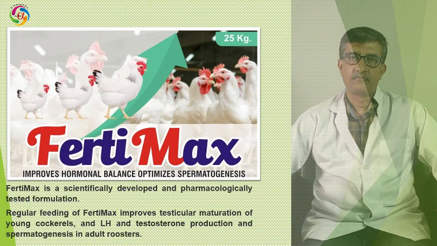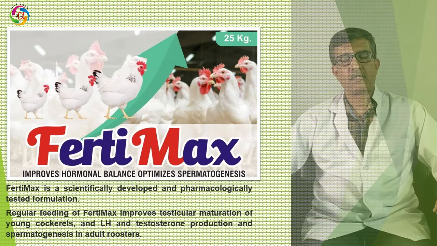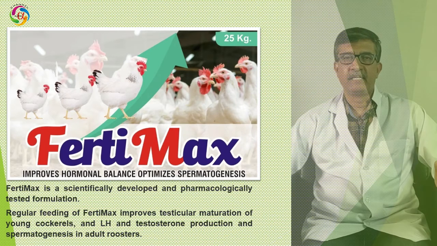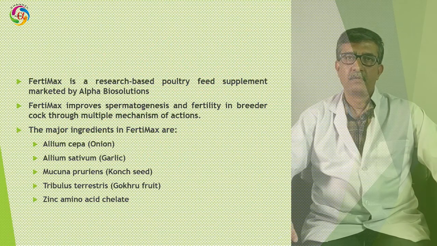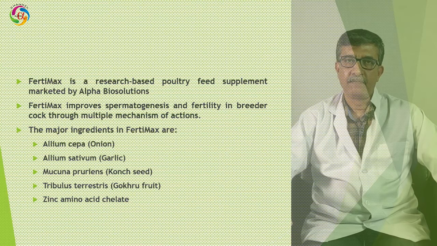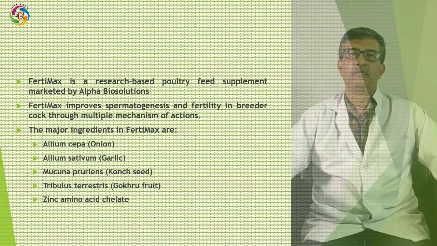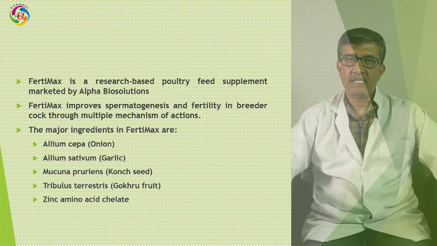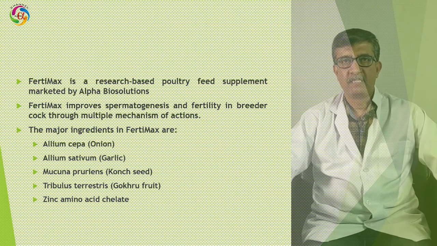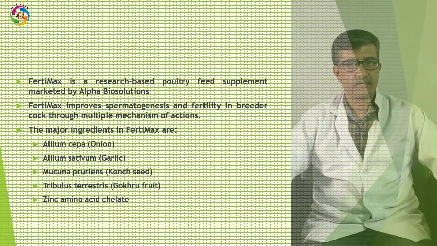Regular feeding of Fertimax improves the production of LH, testosterone, and thereby sperm production. Thus, Fertimax improves fertility and hatchability in breeder operations. Now, Fertimax improves fertility and hatchability through production of luteinizing hormone, testosterone, and spermatozoa. The mechanism of action of Fertimax is very complex and well defined.